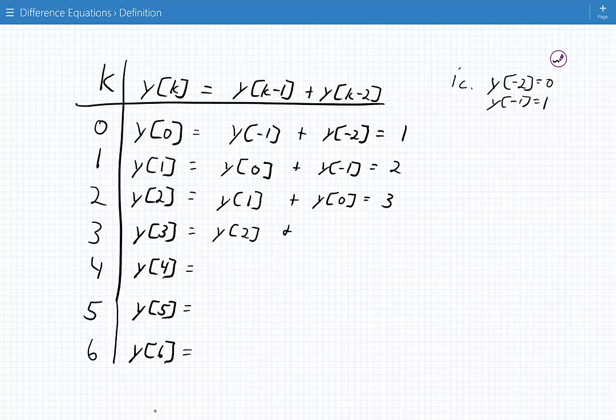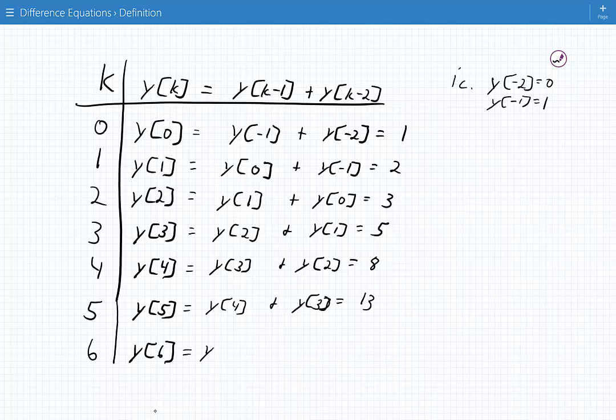And we continue on with our chart, adding up the previous two values to get the next value. And if you look, the pattern starts to emerge, and it's pretty obvious this one is the Fibonacci sequence.